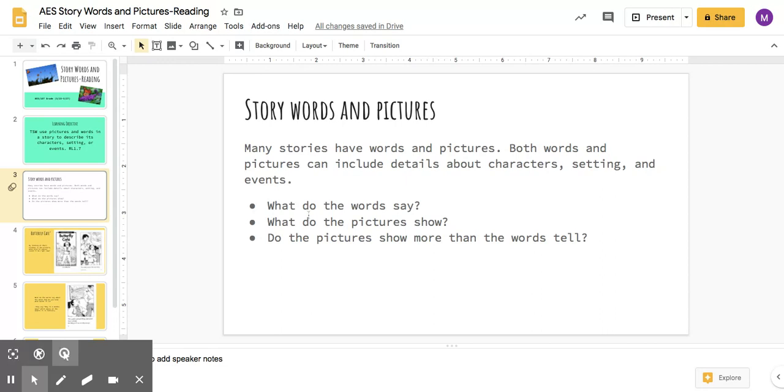And your next question, do the pictures show more than the words tell? This is when you have to compare the words and the pictures together. You have to look carefully and choose whether the picture adds more detail to what the words are saying, if the picture helps the words explain what it's talking about, or if the words give more detail than the picture, if you understand more by reading the words than just looking at the picture.